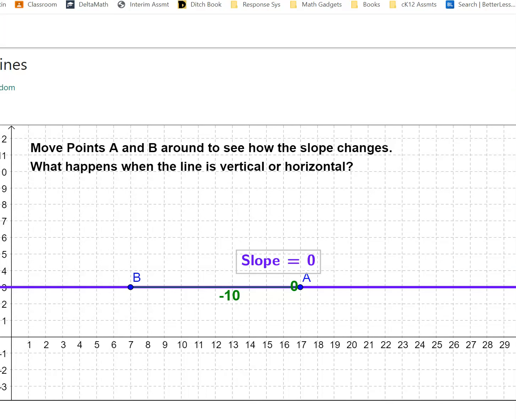Well, what happens if you make the thing vertical? Okay, well, notice I'm getting closer and closer to vertical. So here it's going to be a really big number, but if you go right to here where it's truly vertical, all of a sudden it says the slope is infinity. What? Okay, well, I'm going to make a copy of this and we'll take a look at it.